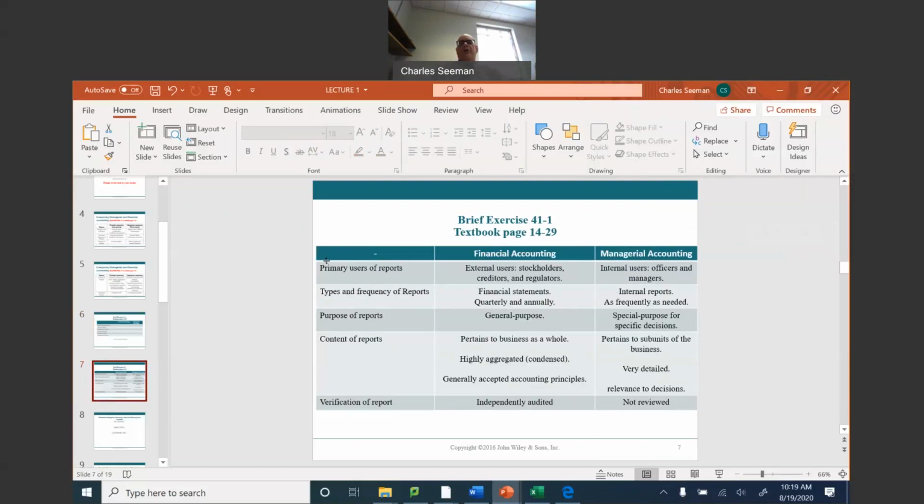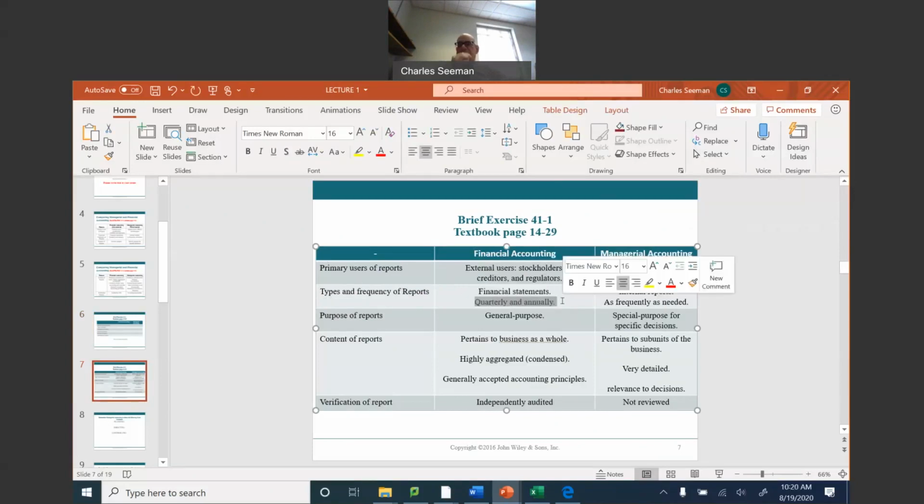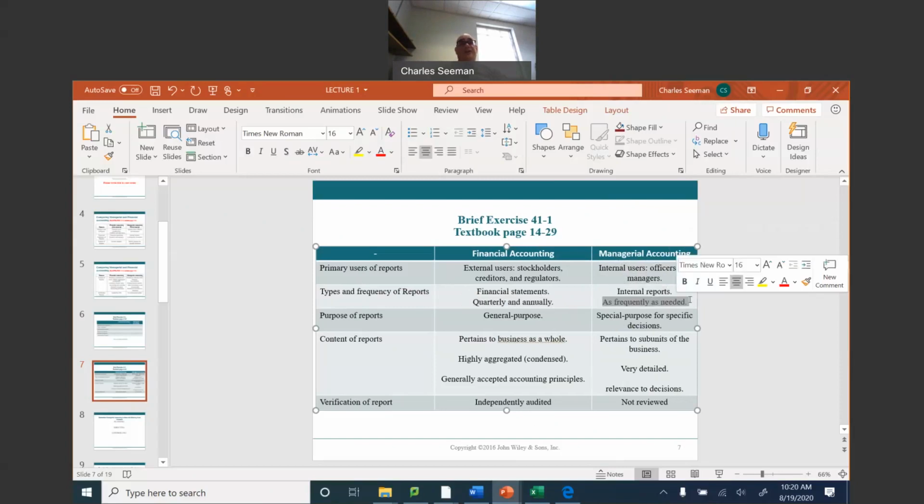Okay, so the primary users of reports for financial accountants are external users: stockholders, creditors, and regulators. For managerial accountants, it's internal users: officers, managers, and coworkers. The types and frequency of reports: financial statements are prepared by financial accountants, and they are prepared quarterly and annually. Managerial accountants prepare internal reports, and they're done as frequently as needed. As I said, I used to prepare weekly reports. Some reports were daily, depending on the information the manager needed.